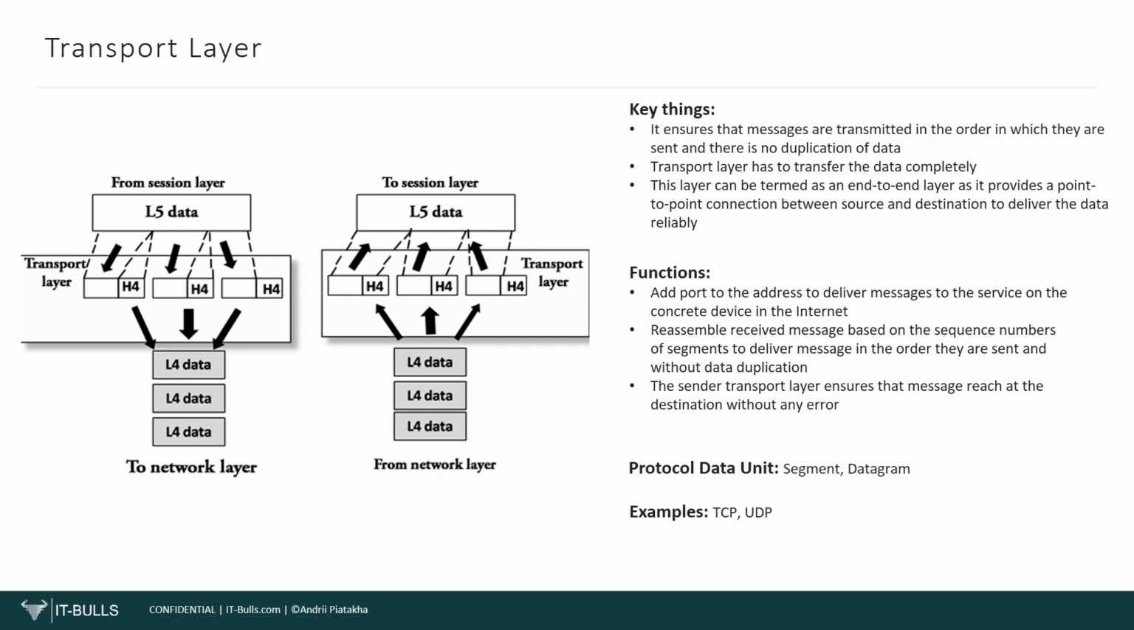There are two probably most popular protocols used in this layer. They are TCP and UDP. Let's learn them. TCP stands for Transmission Control Protocol. It is a standard protocol that allows the systems to communicate over the Internet. It establishes and maintains a connection between hosts.